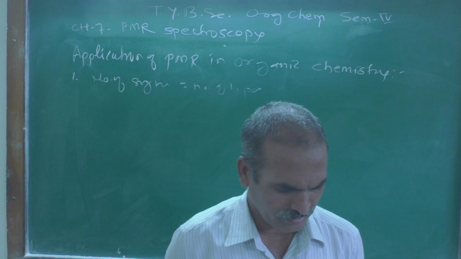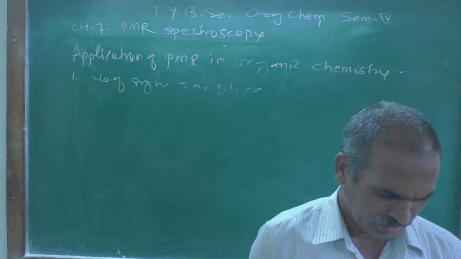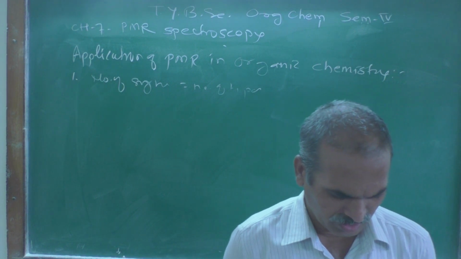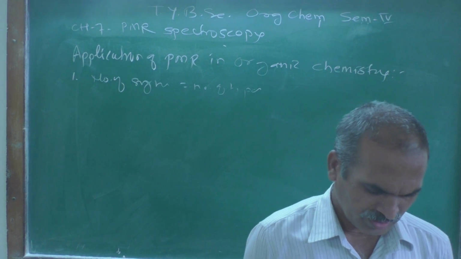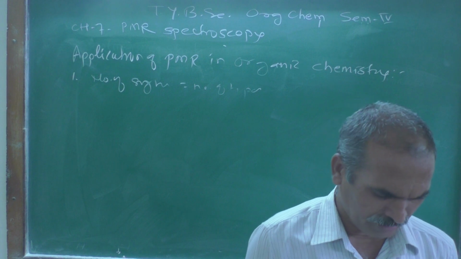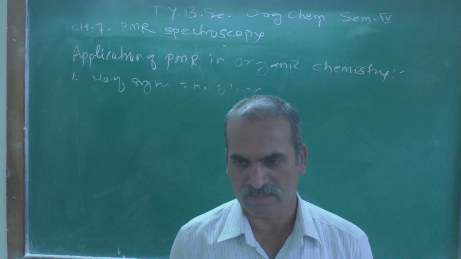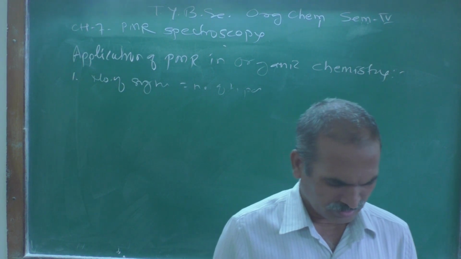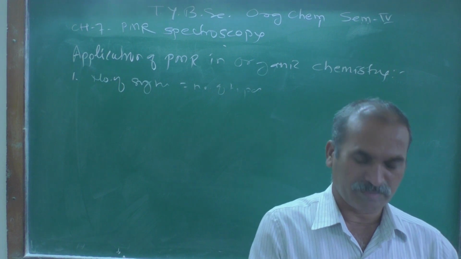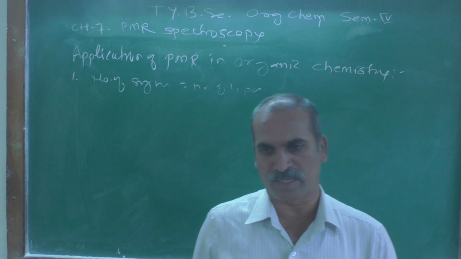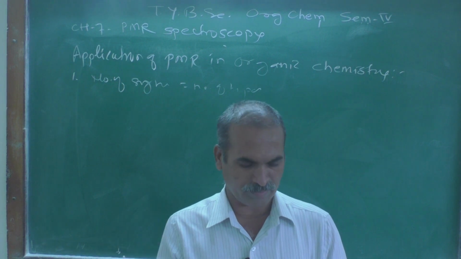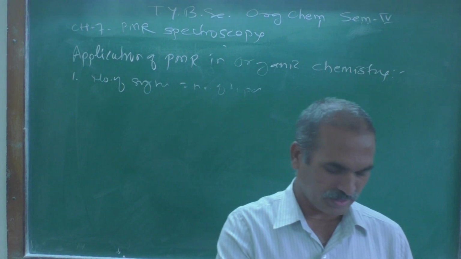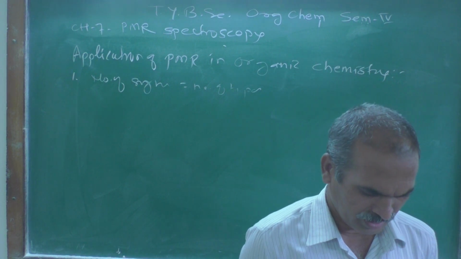Second application, the integration of the signal, that is the area under the peaks, gives the number of each type of proton. From the integration we can directly get how many protons are present. So that is the second application of NMR spectroscopy.